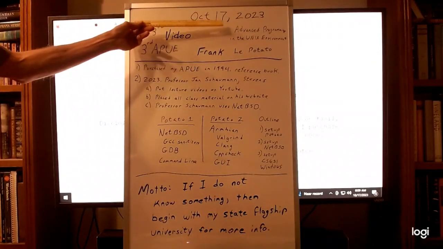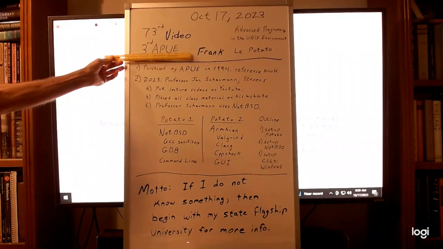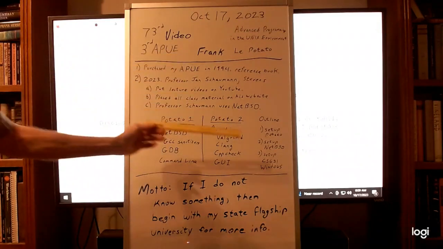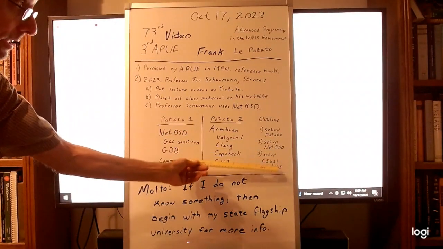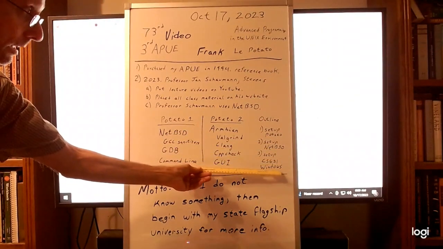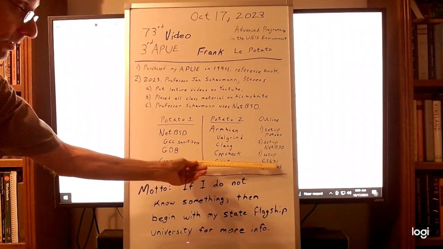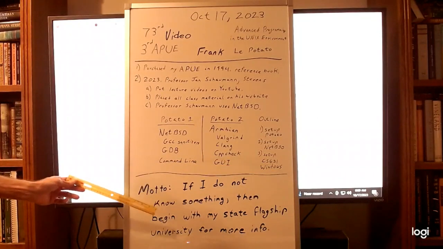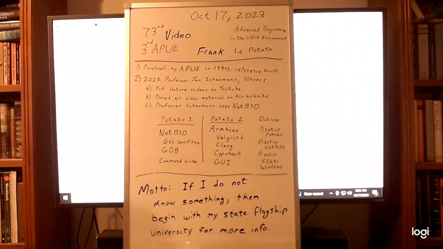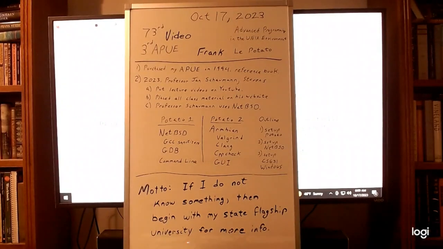This is October 17th. This is my 73rd video in my third Advanced Programming in the Unix Environment video. Now we've set up the potato, we've set up NetBSD, and now let's set up our potato for the class CS631 Advanced Programming in the Unix Environment. And this is our motto, and we're going to university to learn advanced programming in the Unix environment. I'm going to take my board down.